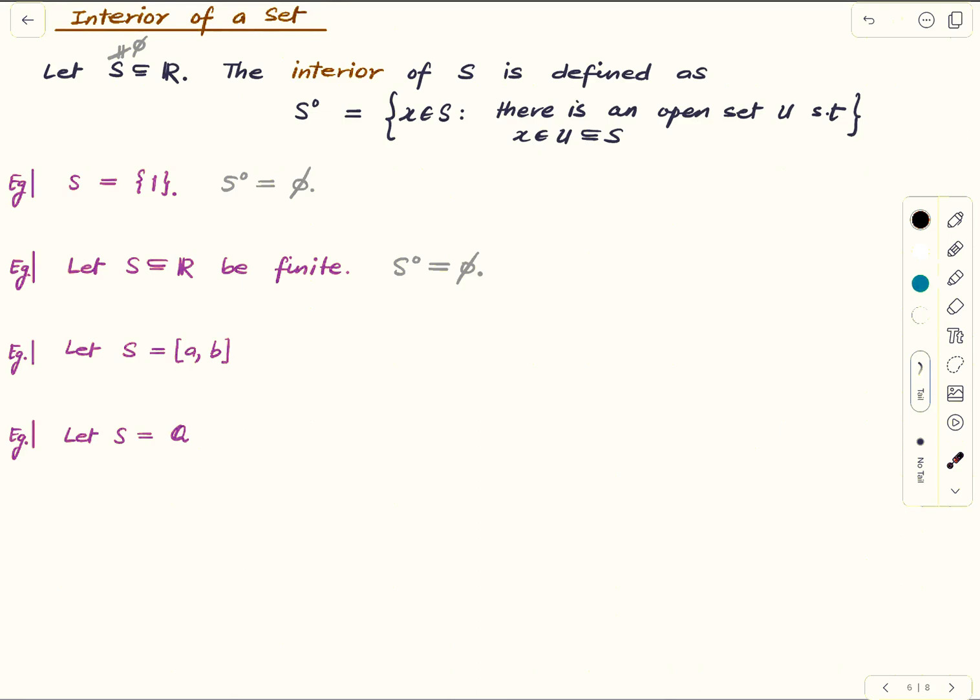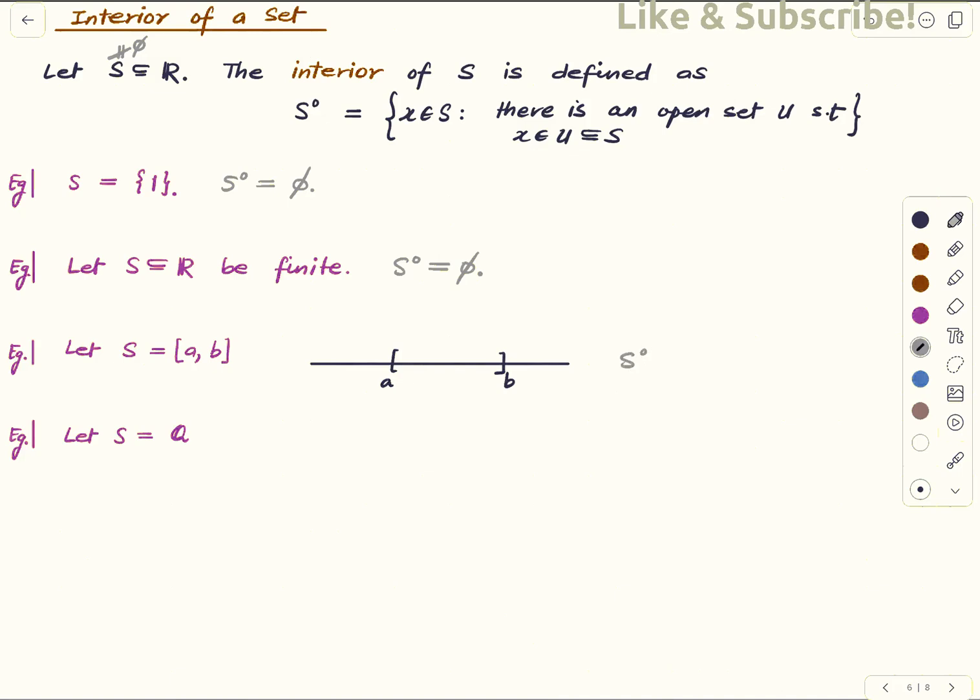All right. What about this guy? So pictorially, this is a, that is b. Clearly, if you take a point strictly between a and b, then you can make a room around it and have that room contained in S. But if you take these endpoints, no room around these endpoints is contained in S. So without writing any details, the interior of this thing is the open interval (a, b).